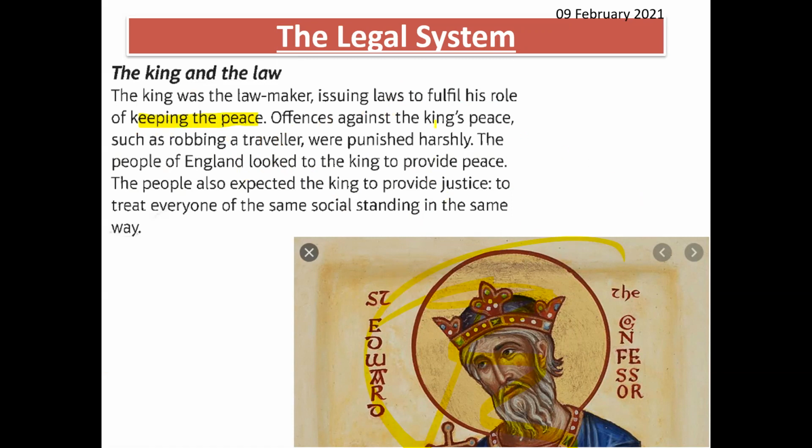And so offences against the king's peace were punished harshly. The people of England looked to the king to provide peace. They also expected him to provide justice and treat everyone of the same social standing in the same way. So it didn't matter whether you were an earl, a thane, a peasant, or a slave. If you conducted a crime, you were expected to be punished equally.